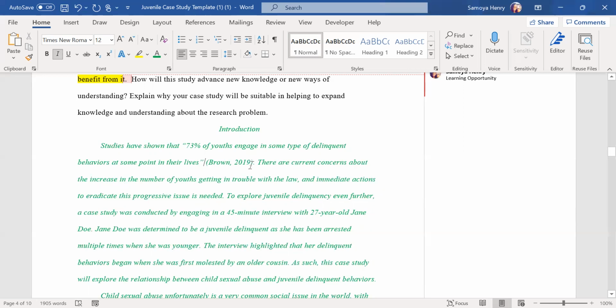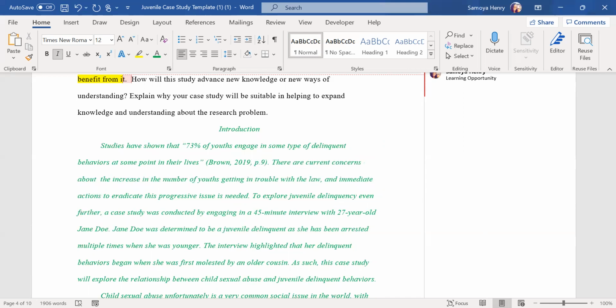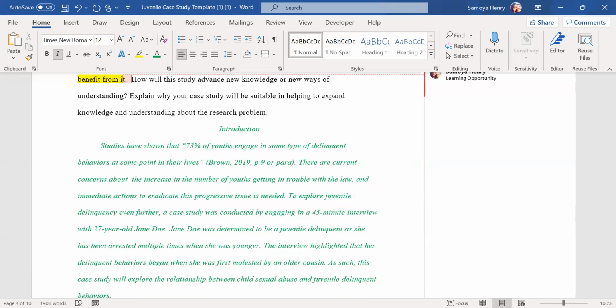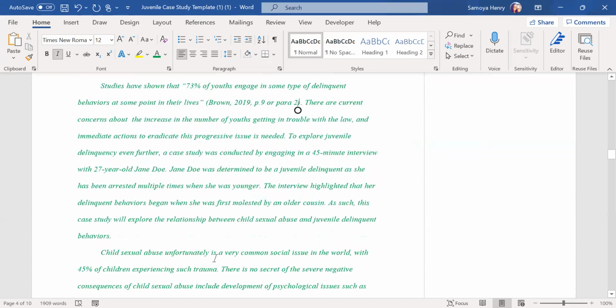If this is coming from a journal article or a textbook, you use the page number. If it's coming from the internet, you use the paragraph number. Okay. This is all just for learning opportunities, all right?